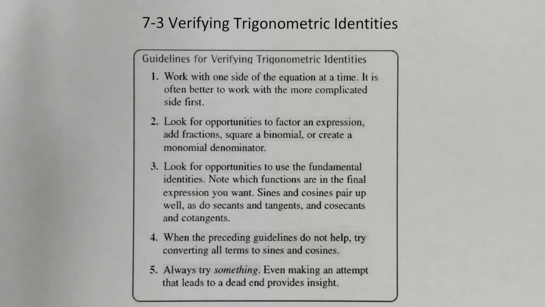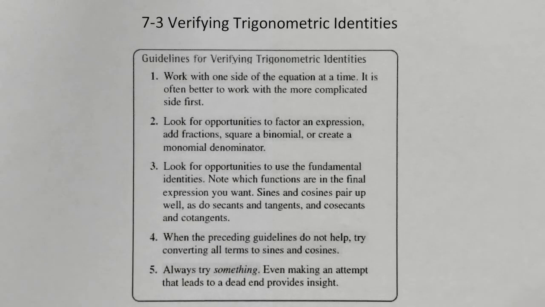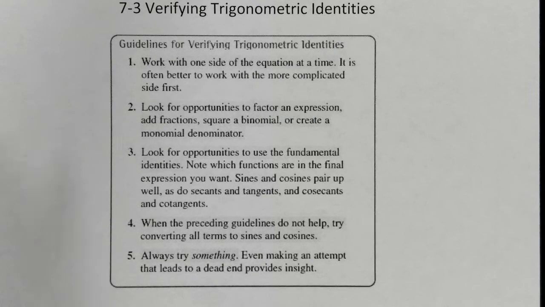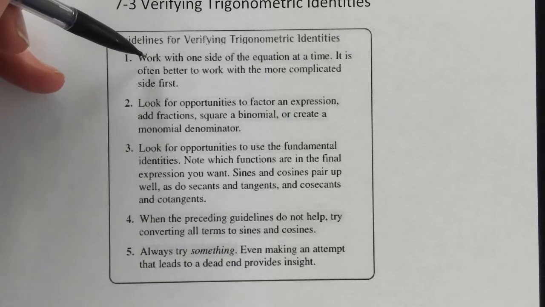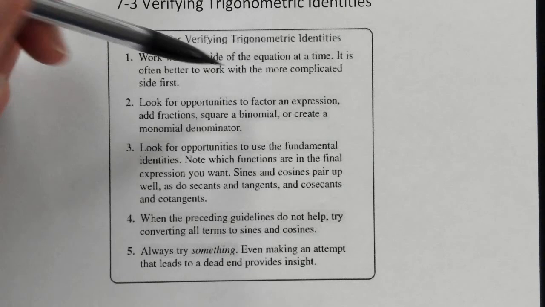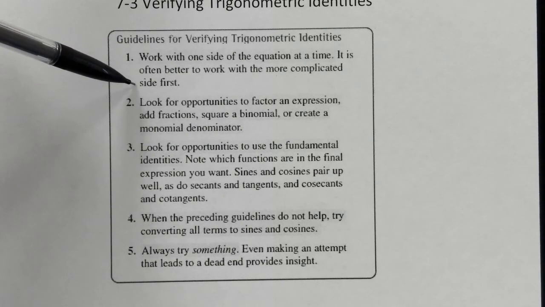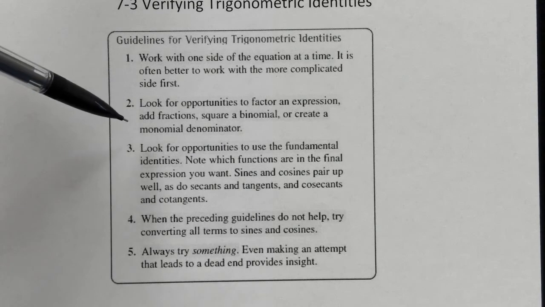Verifying these trigonometric identities is kind of the same idea. It's almost like a proof. I always compare it to trying to put a puzzle together, right? Here are some guidelines that you can use. The first one: work with one side of the equation at a time. It's often better to work with the more complicated side first.